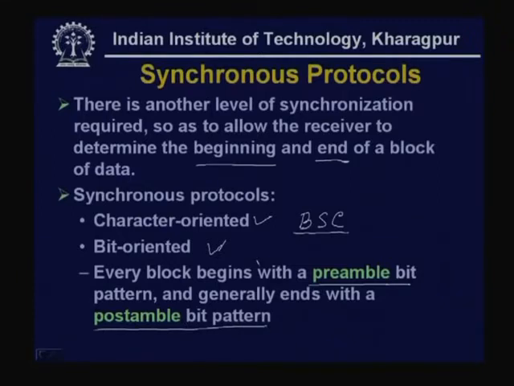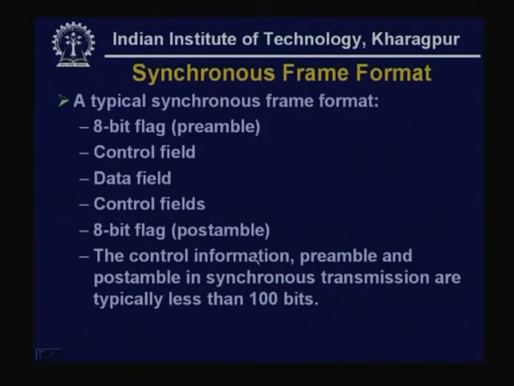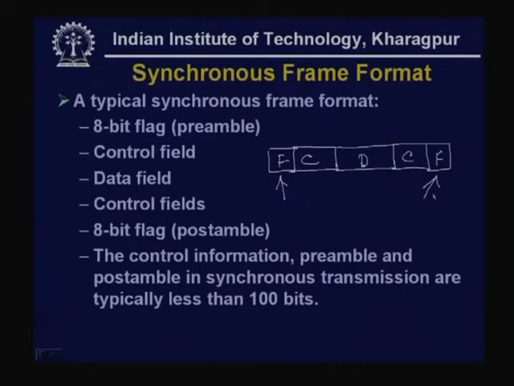So this is the typical framing that is being done, and a typical synchronous frame format is given here, which shows that it will have some kind of 8-bit flag followed by some control bits. So flag, control, then there can be data bits, then again some control fields, and this control field can be for error detection, and again the flag. This is the typical format used in a synchronous frame. And as you can see, the beginning and end is identified with the help of a special flag. It can be an 8-bit flag.